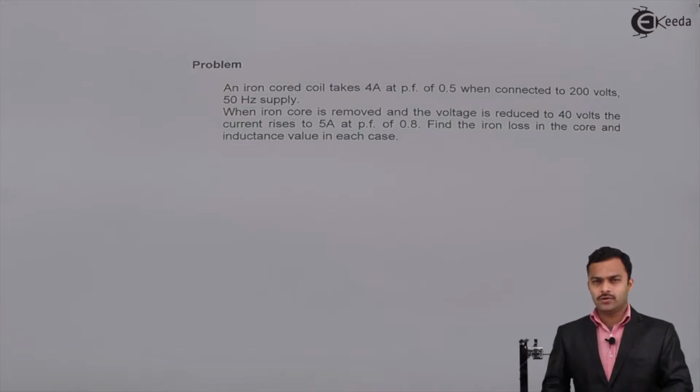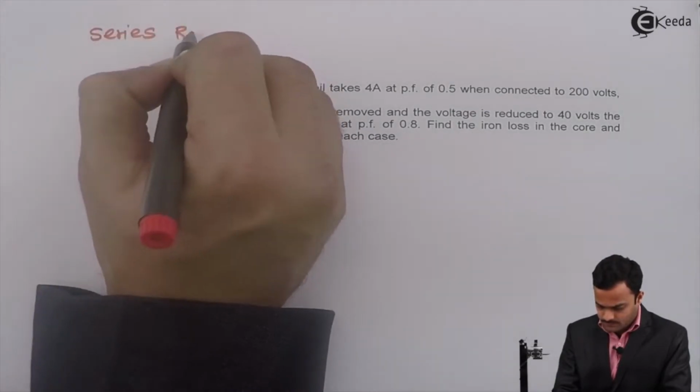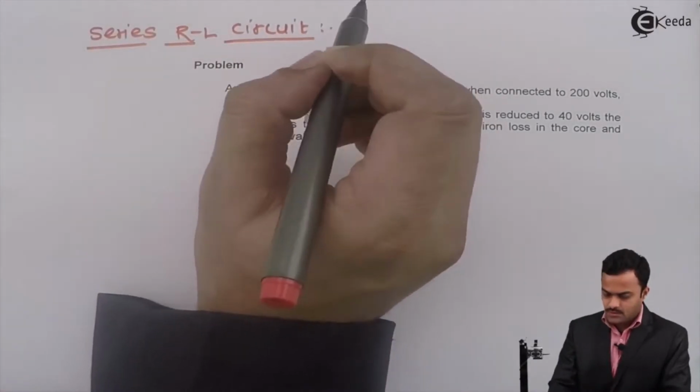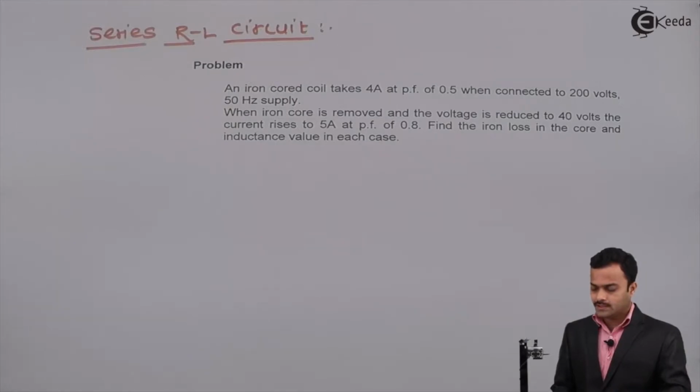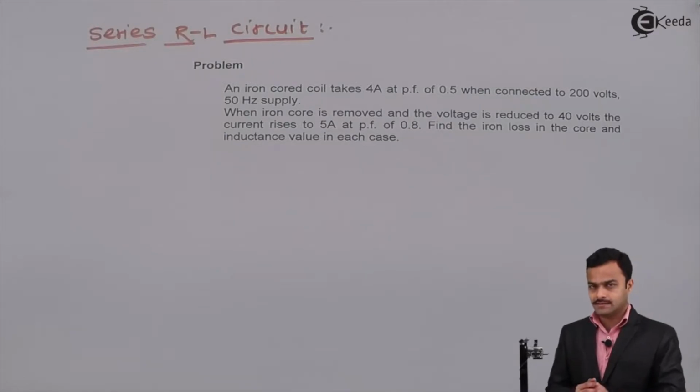In this video, we are going to solve a problem based on series RL circuit. So the problem statement is like this. An iron core coil takes 4 ampere at power factor of 0.5 when connected to 200 volts 50 hertz supply. When iron core is removed and the voltage is reduced to 40 volts, the current rises to 5 ampere at power factor of 0.8. Find the iron loss in the core and inductance value in each case.